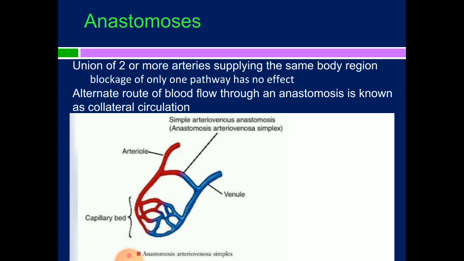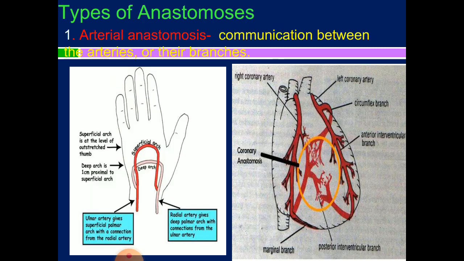Then come to the next topic, that is anastomosis. Here there is union of two or more arteries supplying the same body region. Blockage of any one of the pathways has no effect. Alternate route of blood flow through an anastomosis is known as collateral circulation. So in the diagram we can observe the anastomosis between the artery and the vein.